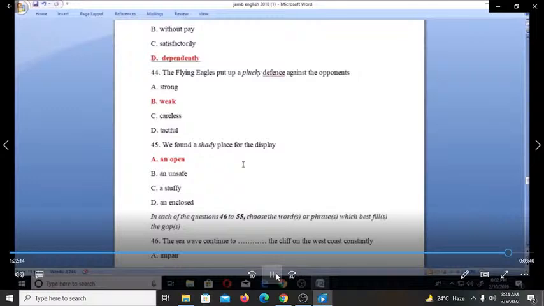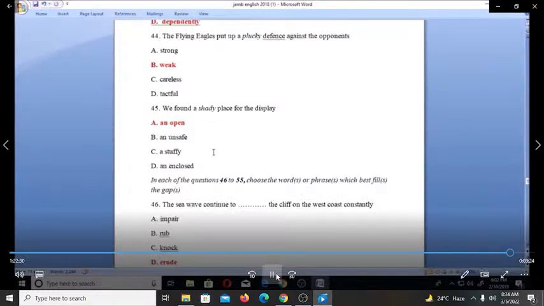45. We found a shady place for the display. Shady. What's the opposite meaning to shady? A, an open, B, an unsafe, C, a stuffy, D, an enclosed. The opposite of shady is an open place.